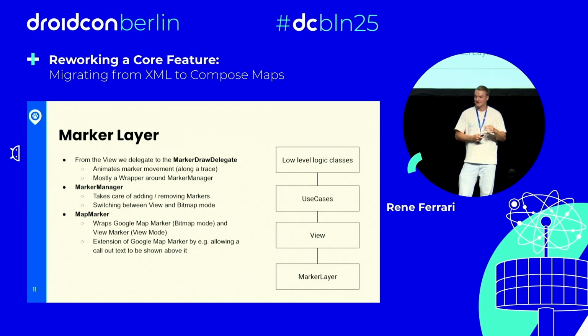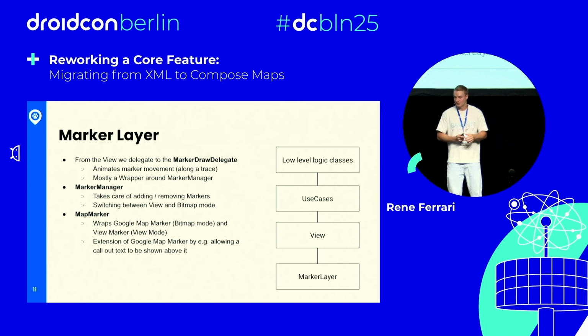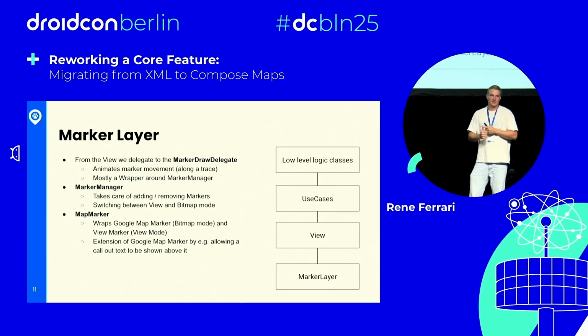And the marker layer basically was just 3 main classes. The marker draw delegate, I called it, which was responsible for animating the marker along a trace. And the marker manager, which managed all the markers that were shown on the map and their current states. It was the brain behind it all. It took care of switching between view and bitmap mode. And the map marker, as explained before, just a wrapper around the Google Map marker, extending it by our needs.